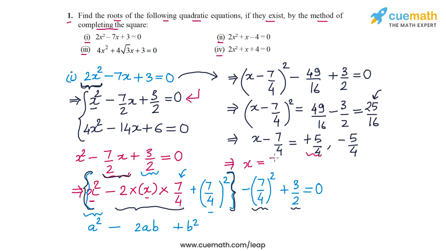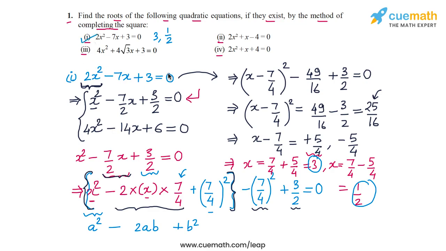So that will be x equal to 7 by 4 plus 5 by 4. So that's 12 by 4 or 3. The second value will be x equal to 7 by 4 minus 5 by 4, or 2 by 4, or half. So the two roots of the first equation are x equal to 3 and x equal to half. So let's write them here. The two roots are 3 and half. And with that we've solved part 1.